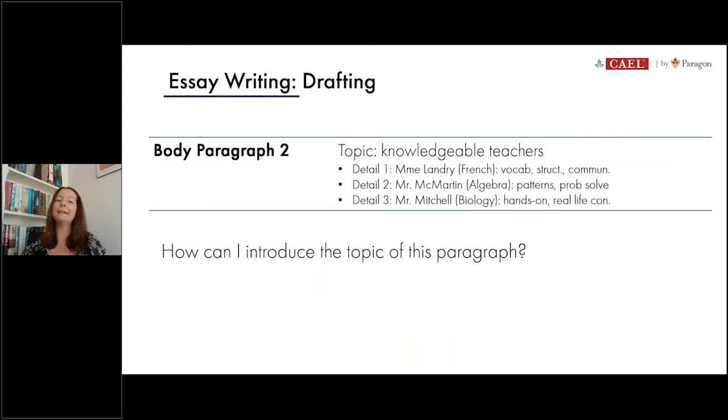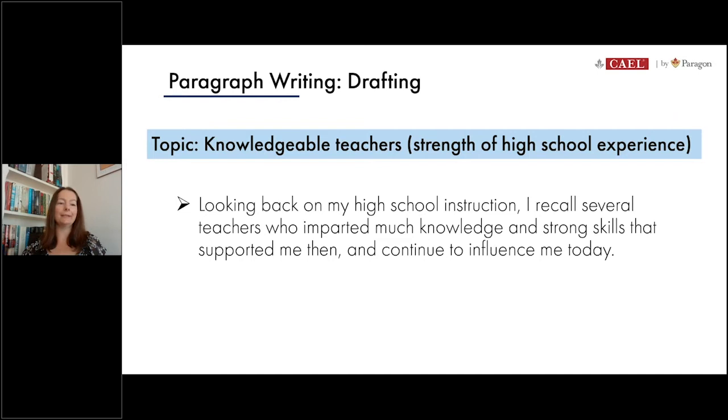So let's carry on then to the second body paragraph, which is all about knowledgeable teachers. You can see these ideas here that we've listed in our outline that identifies the 3 teachers that we're going to discuss, as well as the skills that they taught us. So we really need to put some thought into how we're going to introduce this topic in the essay. We need to write a very strong topic sentence. In blue there, you can see the information from the outline, and the rest of the screen shows my first attempt at writing out the topic sentence.